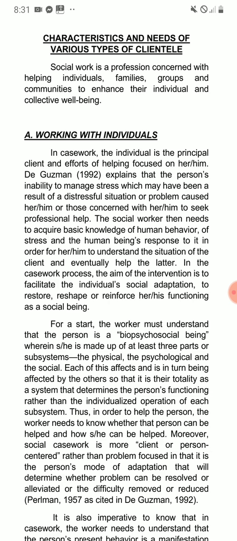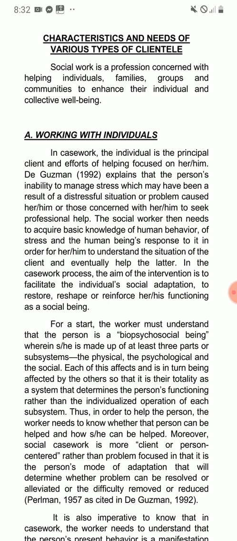Ayan. So ang pag-uusapan po natin ngayon is about the characteristics and needs of various types of clientele. Okay, so ito po ay nasa part na po ng social work. Okay, tapos na tayo sa counseling. So these are now the different clienteles of social work. So isang social worker po, possible po na magkaroon po siya ng iba't ibang klase ng clienteles. So ito po ay categorized into individuals, families, groups, and communities.